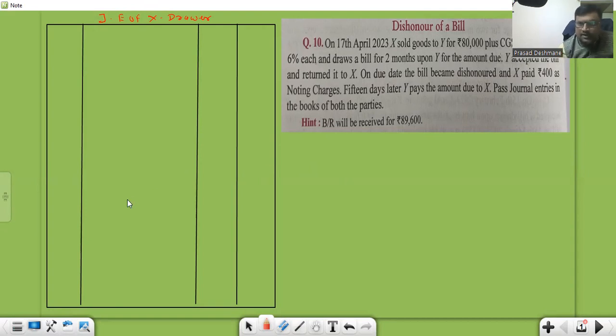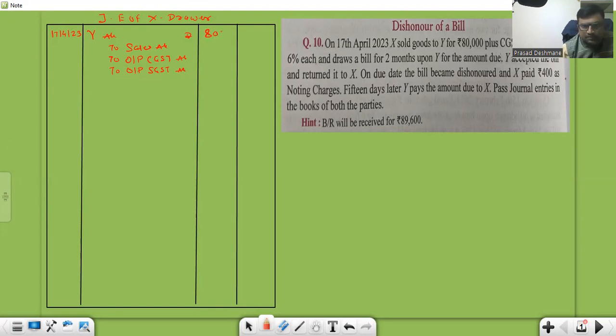Okay. Question number 10, dishonor. 17th of April 23, X sold to Y. So Y is the receiver, so Y account debit. What goes out is goods going out. And we have GST. And when we are selling the goods, we have output CGST and output SGST. Right? We have done this in the GST chapter.